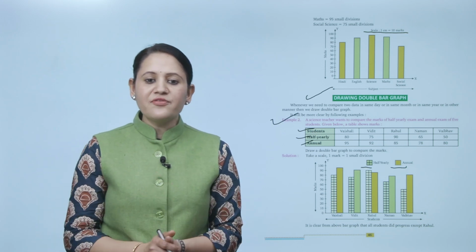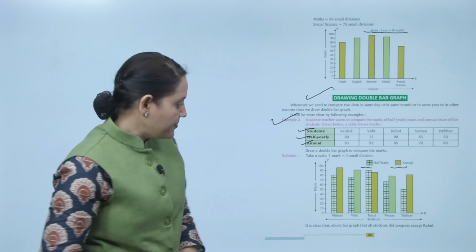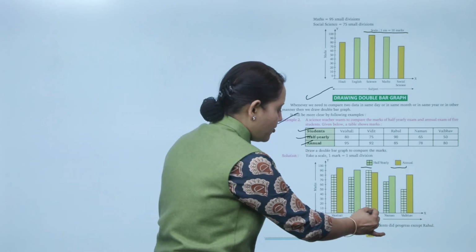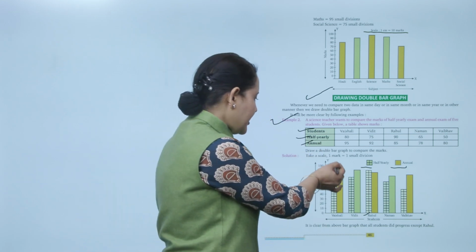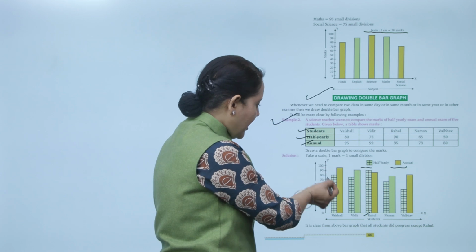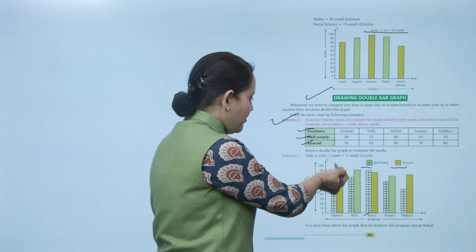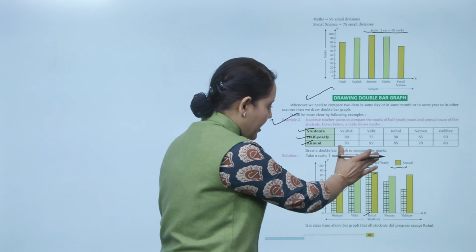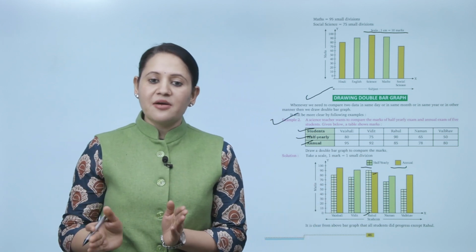Clear? So it is clear from the above bar graph that all the students did progress except Rahul. So here we can see for all the students except Rahul, the annual graph bar जो है that has more height. Like here for Vaishali, अगर हाफ ईयरली एंड एनुअल का कंपेयर करें तो एनुअल का जो बार है that is more high, but in Rahul's case the annual bar is lower than the half yearly, means in annual exam he got less marks than half yearly. Clear?